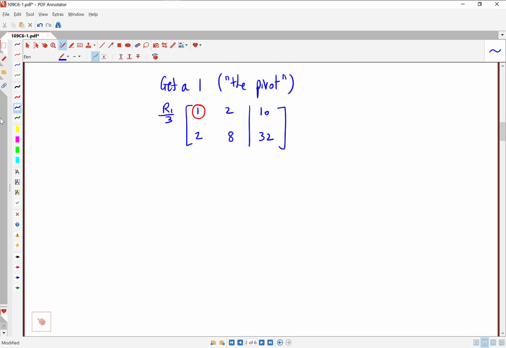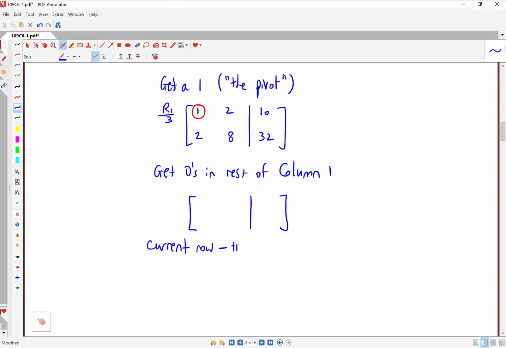Now, once you've got a 1, what you want to do is get 0s in the rest of that column. So let's get 0s in the rest of column 1. There's only one other position in column 1, and it's this position in the bottom left here. We want to create a 0 in that position. Let's think about what operation is going to create that 0 for us. That's where we want to do the operation current row minus a number times our pivot row.